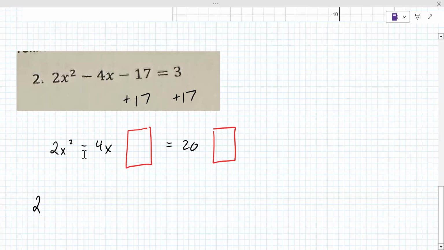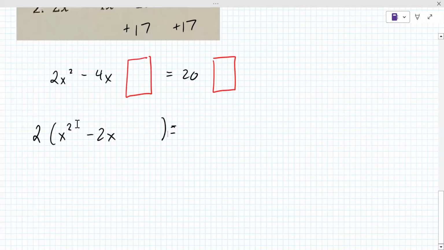Then I like to factor out whatever the leading coefficient is. I always factor it out. x squared minus 2x. Okay. And this is really the completing the square step, what we're about to do here. It's figuring out what number goes here so that this becomes what's called a perfect square trinomial. And it's always half of this number with the sign. See how I cut that in half?